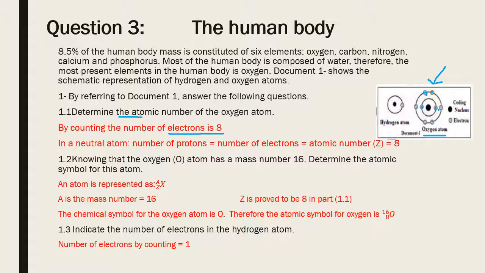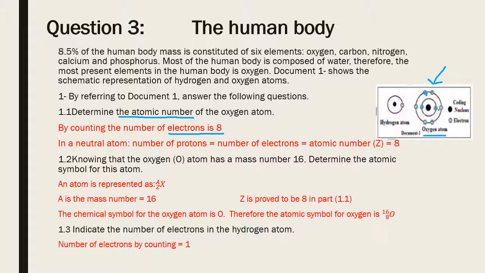But we want the atomic number, which is the number of protons. Remember, in a neutral atom, the number of protons equals the number of electrons. So the amount of electrons we have is the amount of protons we have in a neutral atom. So the atomic number, or the number of protons, is 8. Please, it's really important. Knowing that the oxygen atom O has a mass number of 16, determine the atomic symbol of the atom.